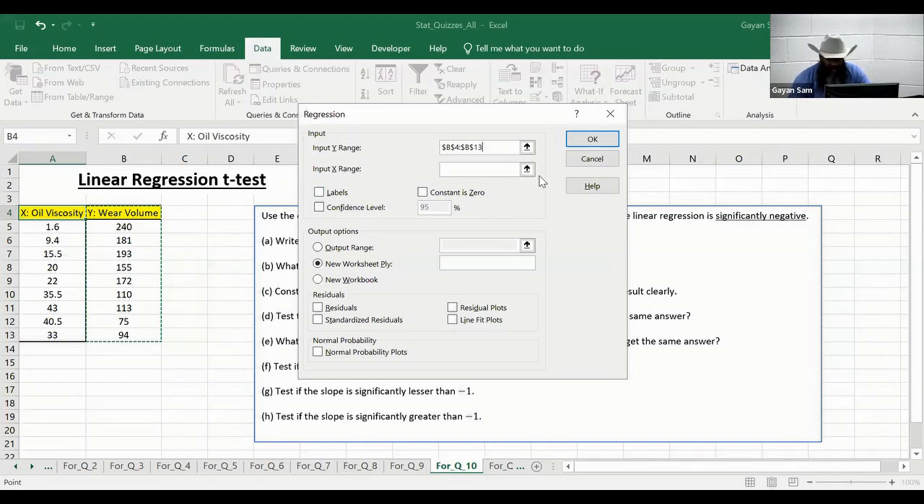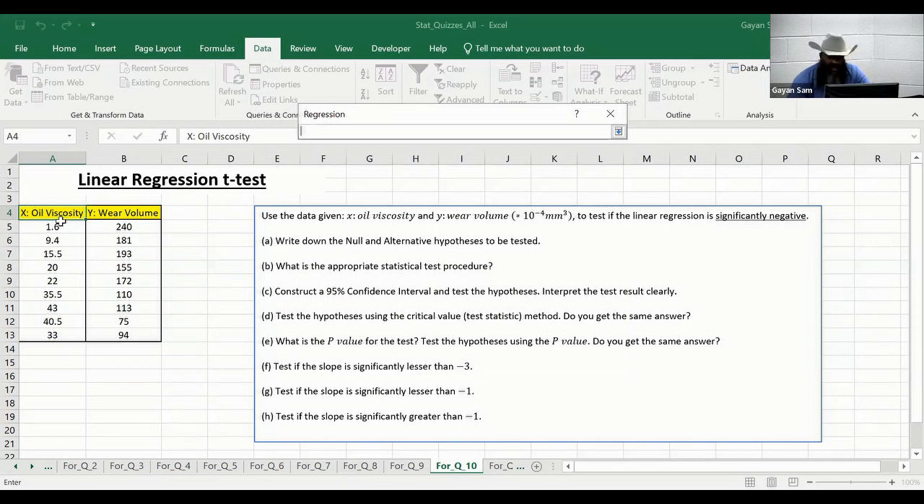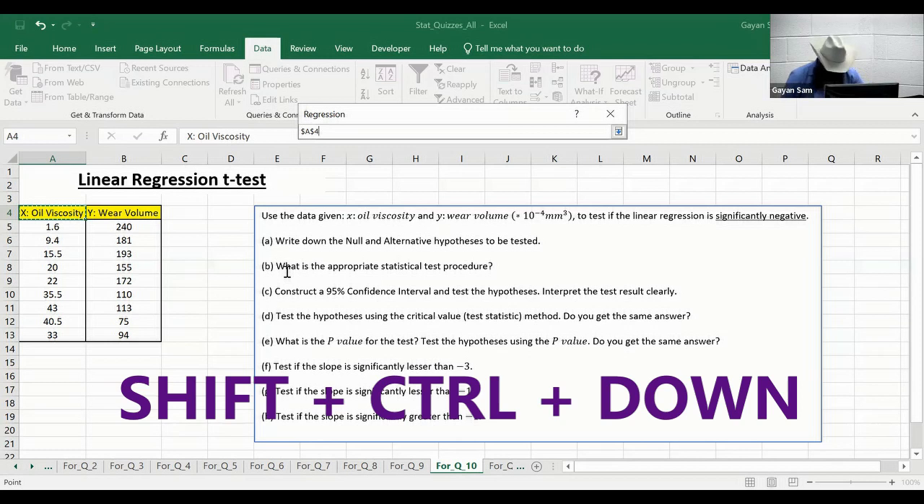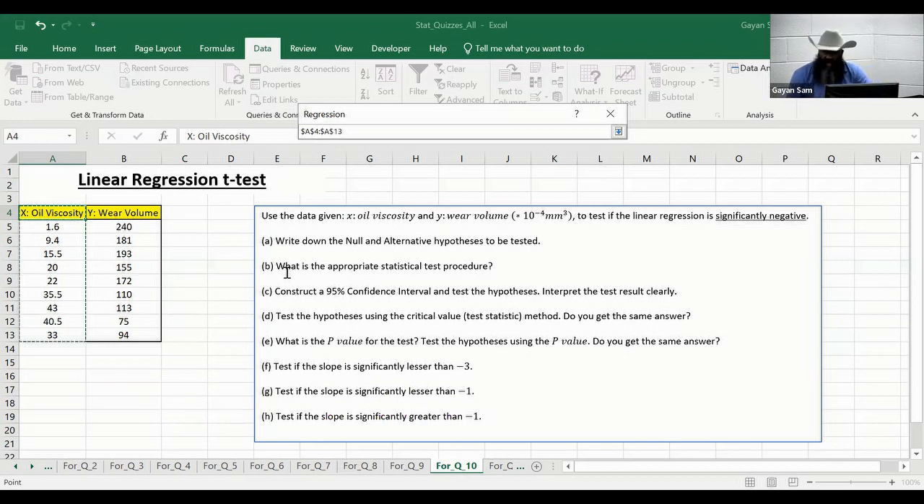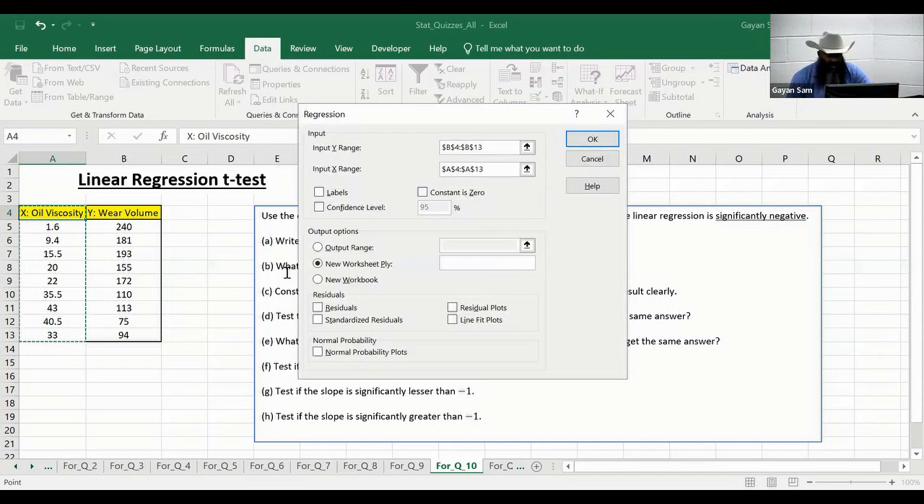So I'm going to go ahead and click this little arrow. I have the option to select the variable label, so I'm going to select the variable label for X, and then Shift Control down arrow key. Selected all the data points under variable X. I hit Enter again. Since I included the labels, I'm going to check this box. Constant is 0, just leave it blank. We don't need that one.